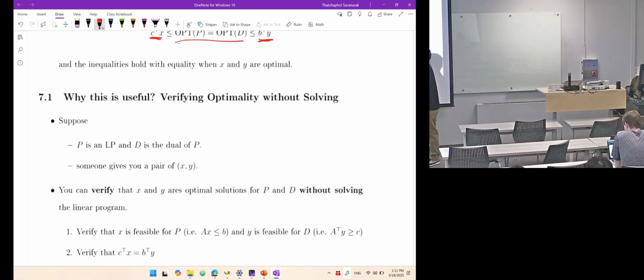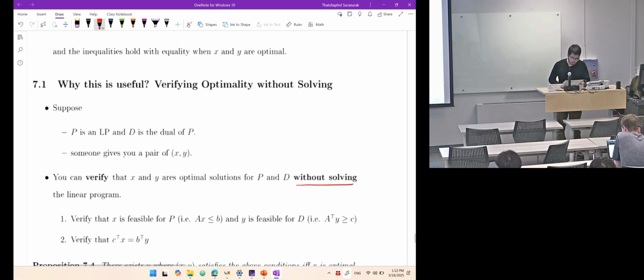Why is that? Suppose that P is an LP, and D is the dual of P. Let's say someone gives you a pair of solutions, X and Y, X for the primal, Y for the dual. Suppose that X and Y are indeed optimal, but you don't believe it yet. You can verify its optimality easily, without solving the linear program.